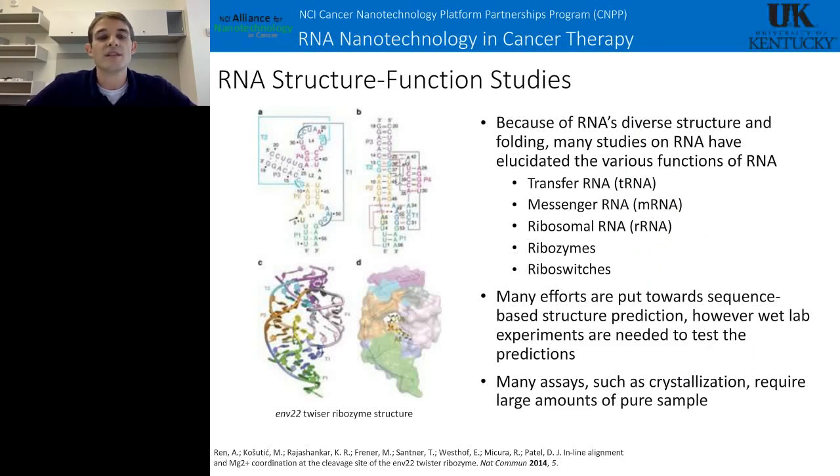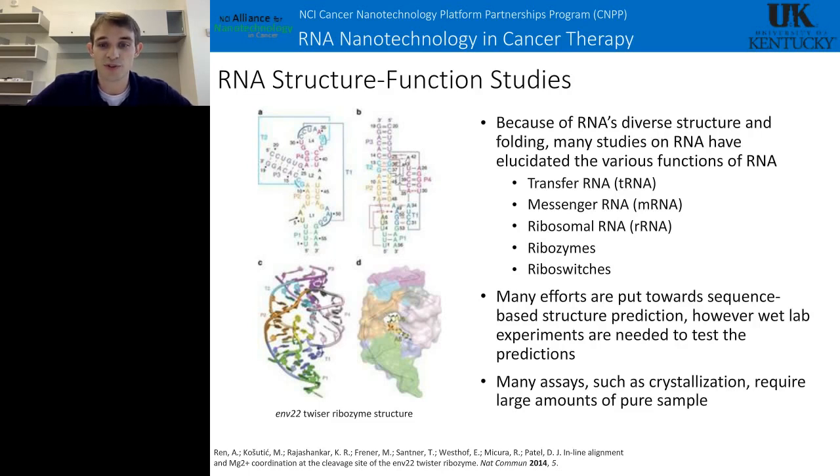Besides the in vivo work, the therapeutic work, which is what our lab here works on, lots of people study RNA structure, the RNA function in relation to its structure. RNA has very diverse structure and folding, and many studies on RNA have elucidated various functions of RNA, such as transfer RNA, which decodes the mRNA to amino acids, messenger RNA, which contains the code for proteins, ribosomal RNA, which is part of the ribosome and is essential to protein synthesis, and ribozymes, which are catalytic RNAs similar to proteins. They perform certain chemical reactions in the cell.